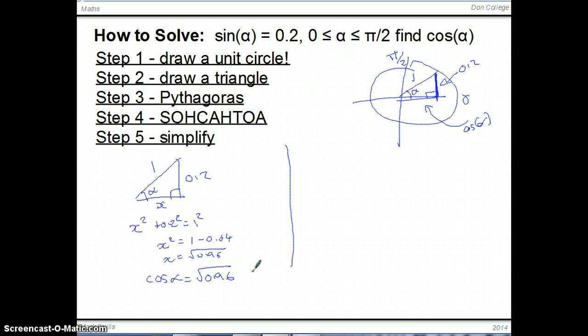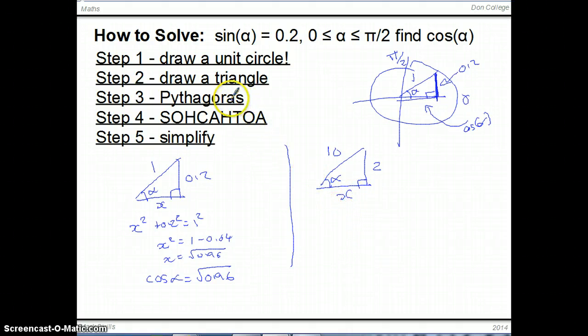There we go. An alternative way of doing it, and this avoids having to multiply decimal numbers like this, is to scale it up. So we know this is alpha, and we know that the ratio between the opposite and the hypotenuse is 0.2. The sine of alpha is opposite over hypotenuse. So instead of using 0.2 and 1, we could say 2 and 10. That still gives us the same ratio. 2 divided by 10 is 0.2. And then solve for x.